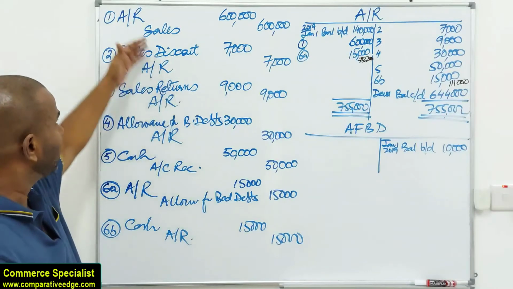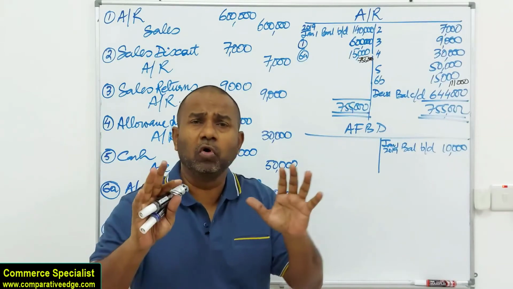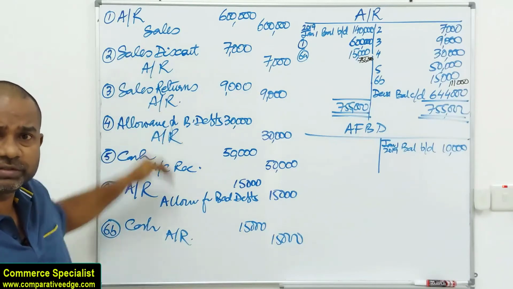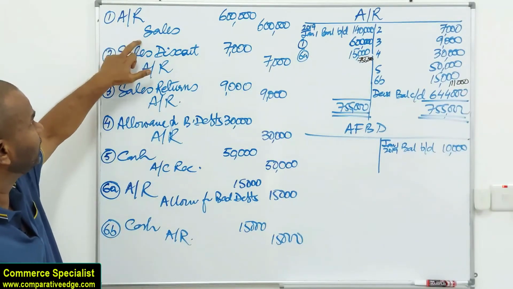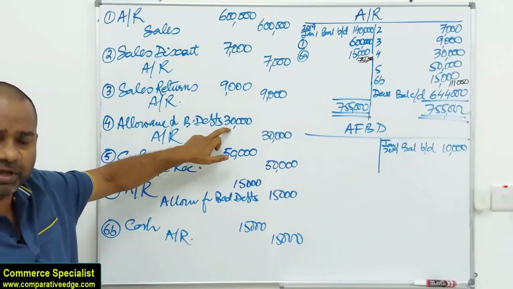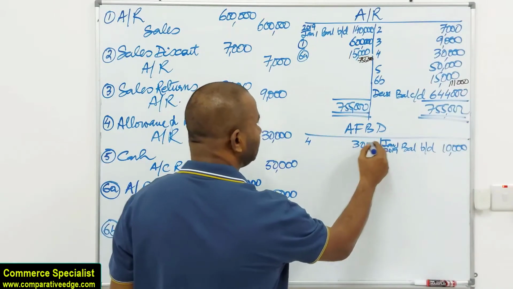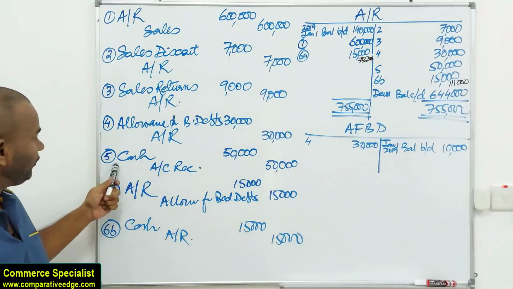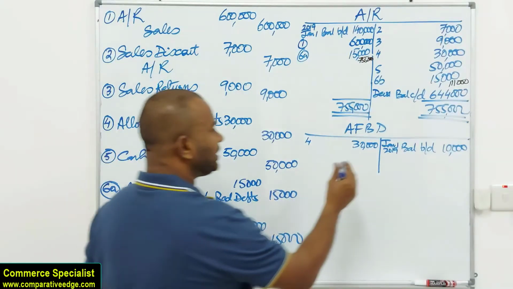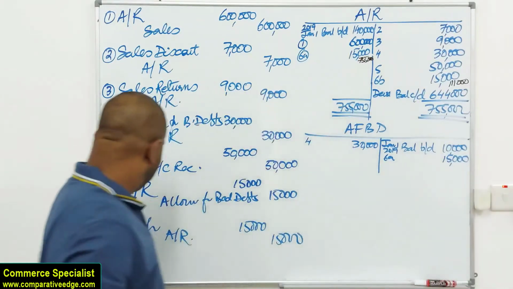After this, let's look at the entries one by one. Because I'm making a T account of allowance for bad debts, I'm only interested now in allowance for bad debts, whether being debited or credited in the entries. So in the first entry, there is no allowance for bad debts. Second entry, there is no allowance for bad debts. Third entry, there is nothing. Fourth, allowance for bad debts is a debit with 30,000. So I'm coming here on the debit side. In the fifth entry, there is no allowance for bad debts. In the sixth, there is a credit of 15,000, which is 6A. And that's it.